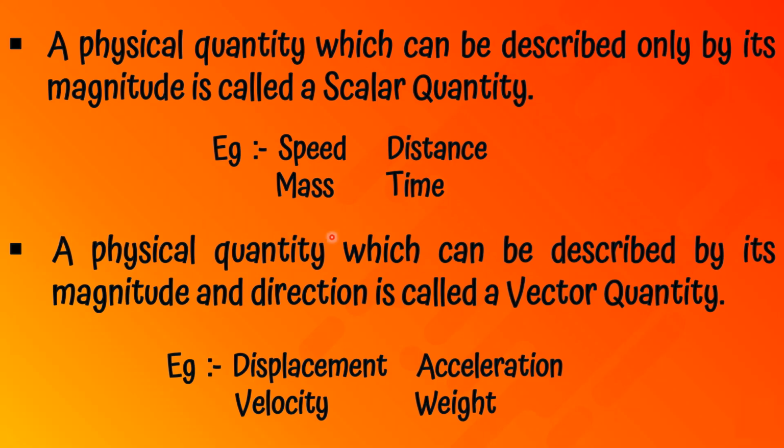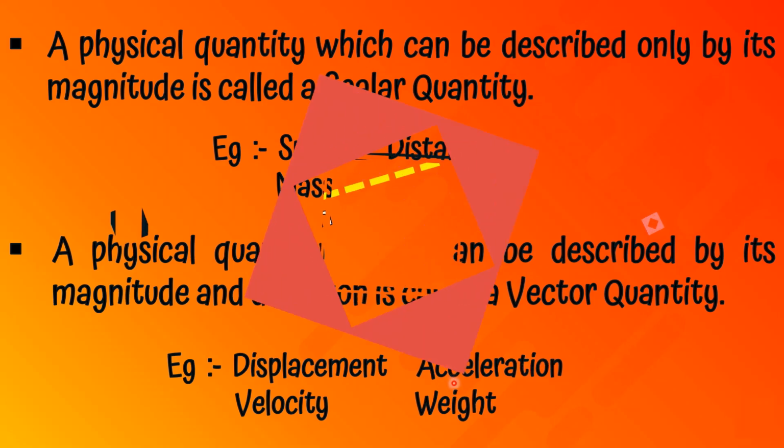A physical quantity which can be described by its magnitude and direction is called a vector quantity. In other words, a physical quantity which has a magnitude as well as a direction is called a vector quantity. Examples for vector quantities: displacement, velocity, acceleration and weight.